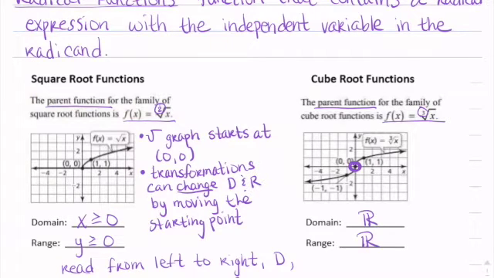And a transformation, just by shifting that center point, not a starting point, but a center point, up, down, left, or right, is not going to change it. So transformations do not change our D and our R, our domain and our range, when we are talking about a cube root function, because our domain and range to start with is all real numbers. And so that doesn't change by just shifting that center point.